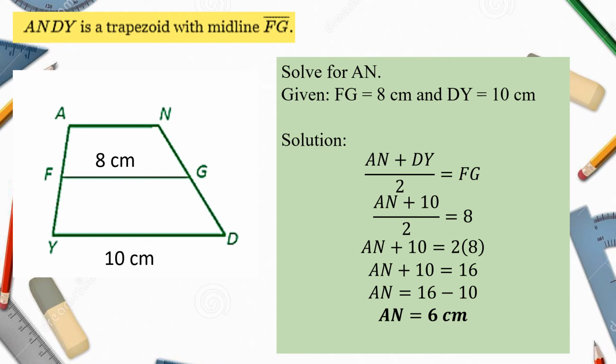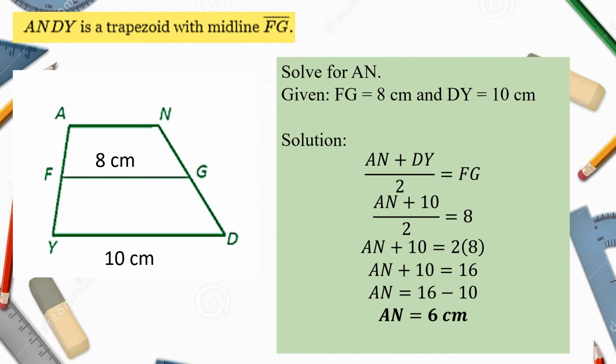We will use the same formula. AN plus DY over 2 is equal to FG. But now, we will have this working equation kasi ang nawawala ay si AN. So we have AN plus 10 over 2 is equal to 8. Sinubstitute ko lang ang value. Kasi sabi natin DY is 10, FG is 8, and take note, 2 is constant. Ibig sabihin, sadyang meron 2 doon sa ilalim. Now, we will have AN plus 10 over 2 is equal to 8.